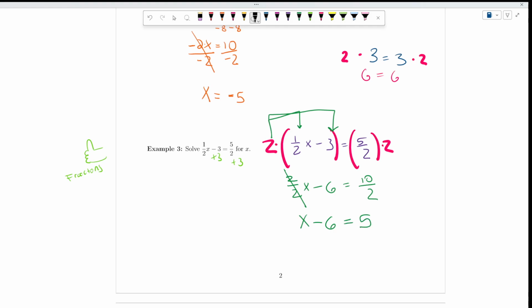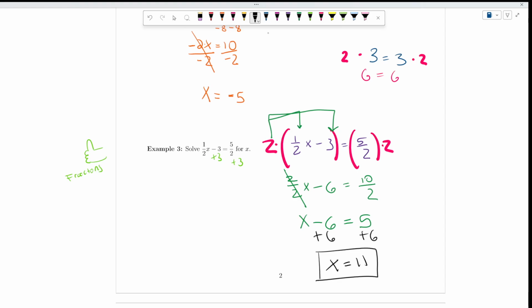Now, in case you don't know here, right, you don't have to write 1, right? 2 divided by 2 is just 1. I don't have to write it, but you can if you like. I'm not going to write it. And then all I got to do is add 6 to the other side, and I have x is equal to 11.